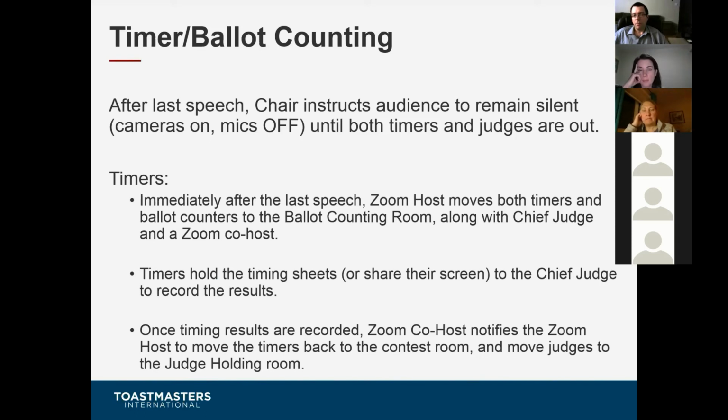And the first thing you're going to do is the Zoom team is going to move the timers and the ballot counters to the ballot counting room, along with the chief judge and one of the Zoom co-hosts to assist with any technical issues. And the timers hold their timing sheets up to the camera, just like a judge would, to record the times. Once the chief judge is happy with the results, the timers go back to the main room. And while all this is going on, they get ready to move the judges to the judge holding room.